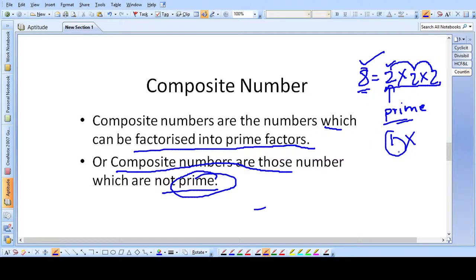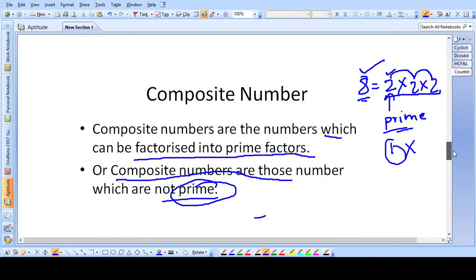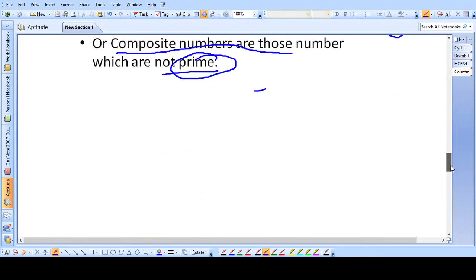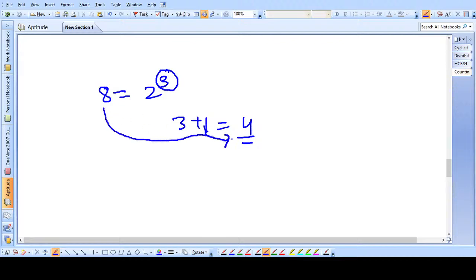In the question it is asked how many factors there are of a composite number. So let's take this example only, 8. Let me write it again. It is 2 to the power 3. Now take this power value and add 1. 3 plus 1 is 4. Hence I can say that the number of factors of 8 is 4. So there are 4 values which are the factors of 8.